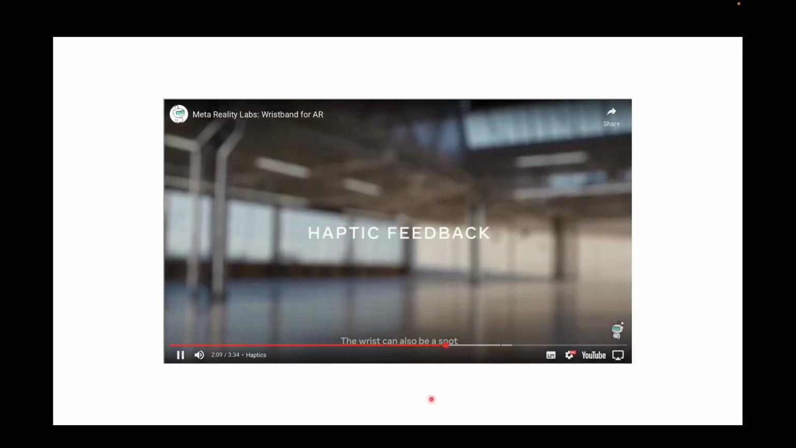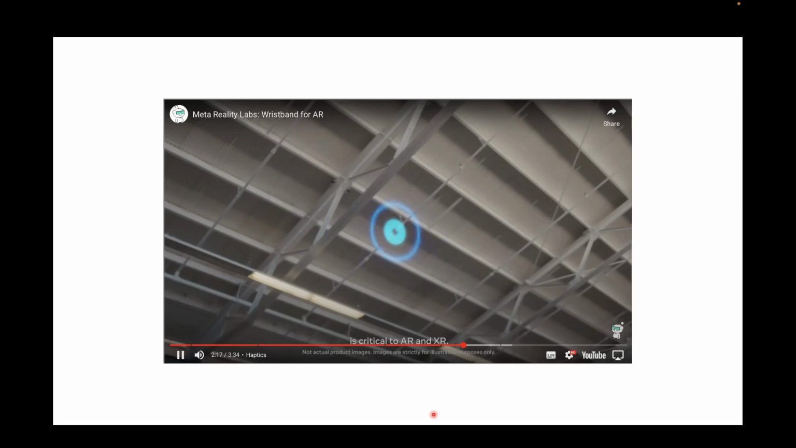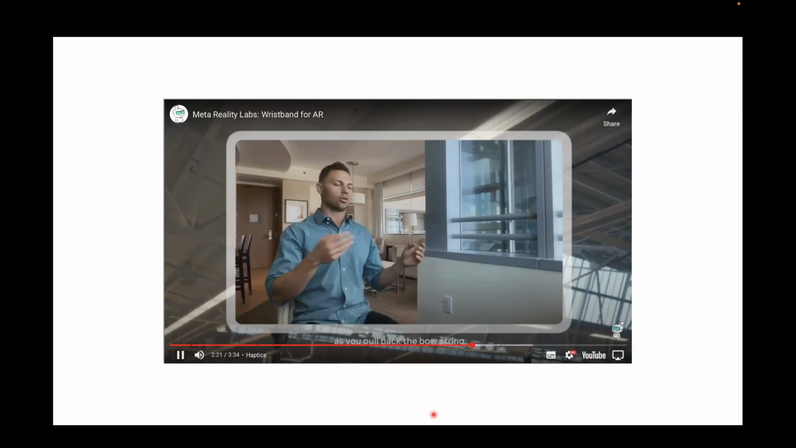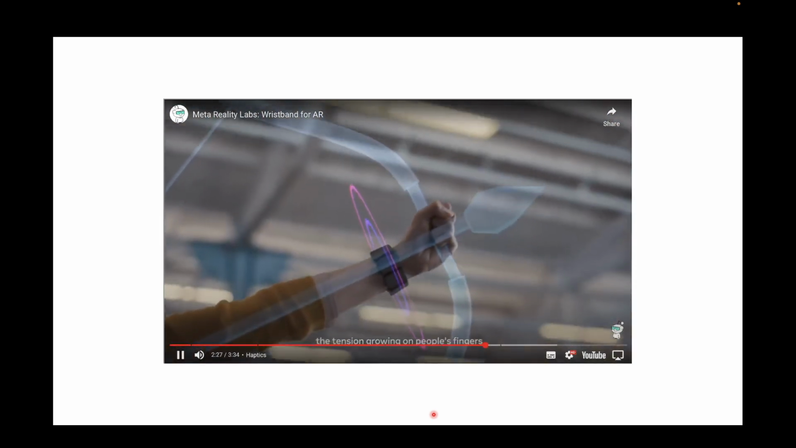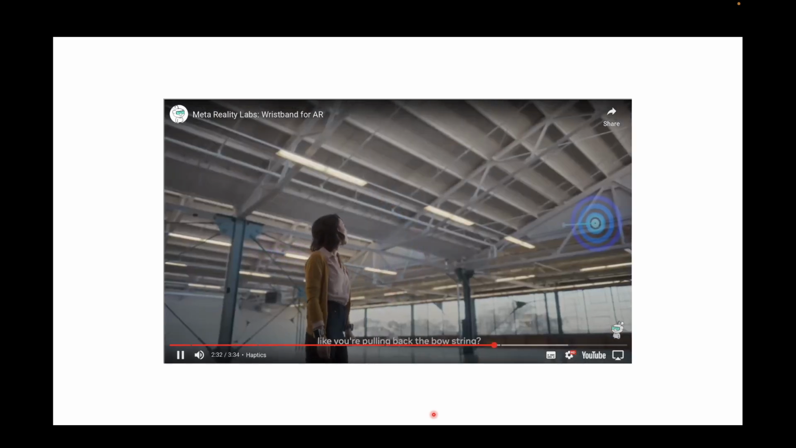The wrist can also be a spot where the technology is communicating back to the user. The haptics, the sensation of touch around us, is part of how we learn and use motor control. It's critical to AR and XR. We wondered, as you pull back the bowstring on a bow, if we tied that not to the tension growing on people's fingers, but rather squeezing on the wrist, would it add to that experience like you're pulling back the bowstring? The answer is yes.